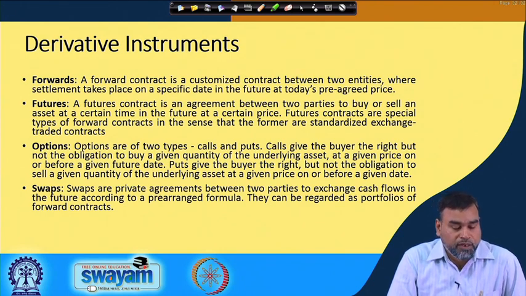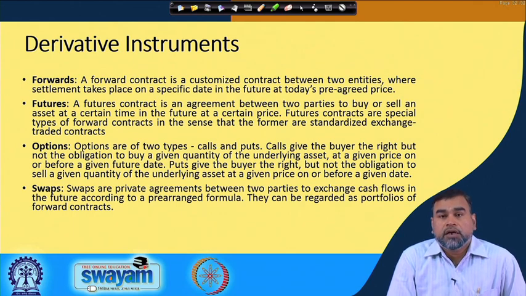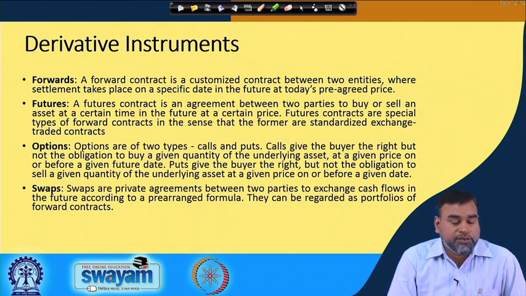Then we have the options. Here we can see two types, call option and put option, mostly in the theoretical sense. The call option gives the buyer the right, but not the obligation, to buy a given quantity of the underlying asset at a given price on or before a given future date, but the put gives the buyer the right, but not the obligation, to sell a given quantity of the underlying asset at a given price on or before a given date. So, this is the basic difference between the put option and the call option.